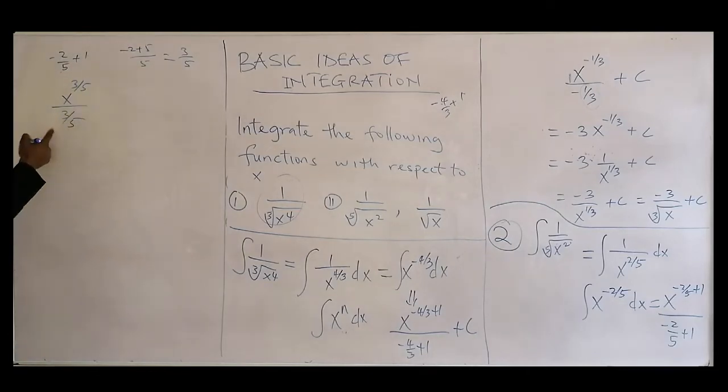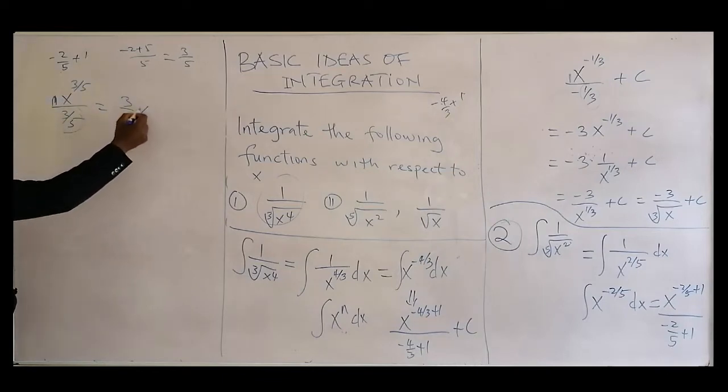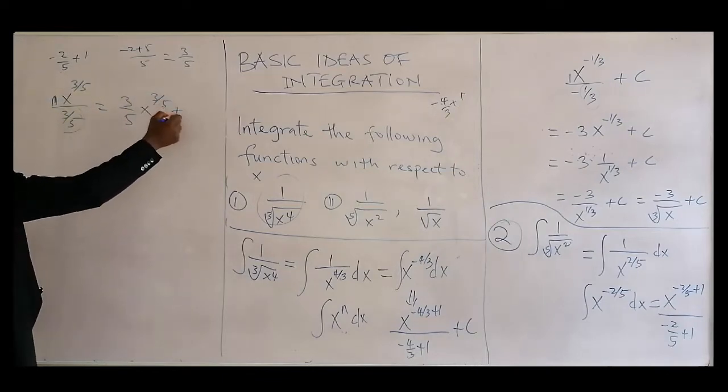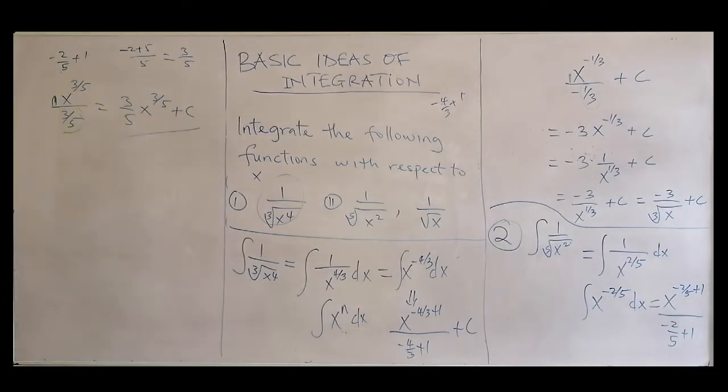But next time, I will not be doing all this. I'll just go straight because I know there is an invisible 1 here. So I'll just do the inverse, and that will be equal to 5 over 3 x to the 3 over 5, plus c. So that's that. The next question, I'll just go through the final steps.